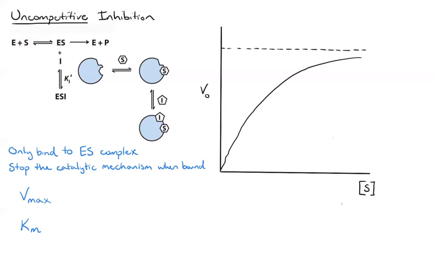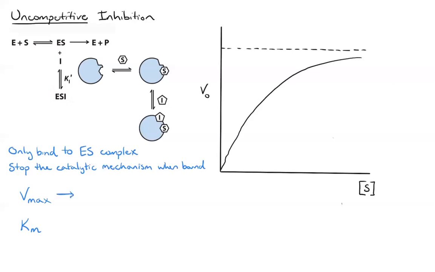Once you've formed this enzyme substrate complex, as long as there's at least some inhibitor around, there's still a chance that that inhibitor is going to bind to your complex, no matter how much substrate you have in your mixture, and prevent the catalytic mechanism from occurring as intended, right? And so that actually is going to affect Vmax, right?